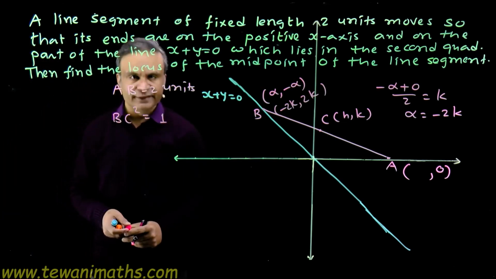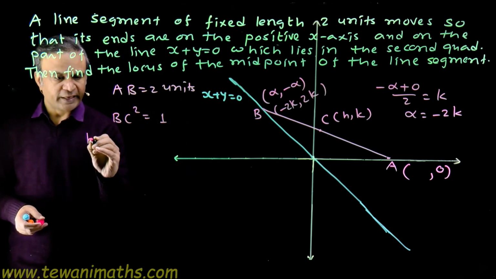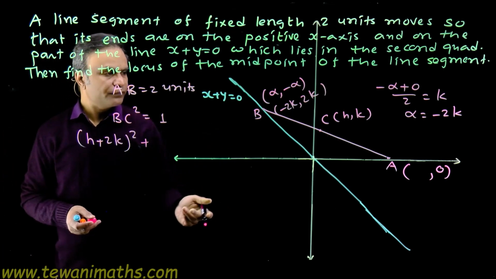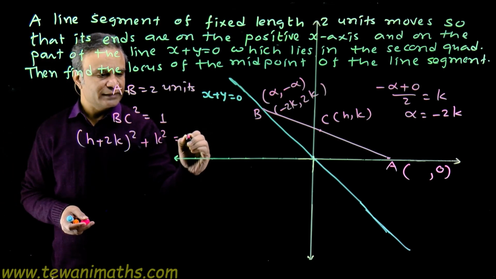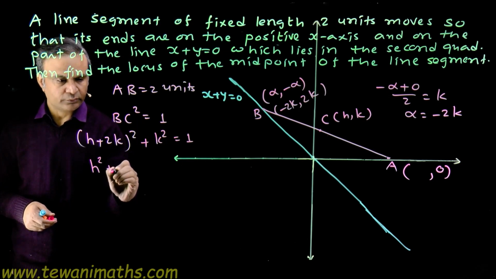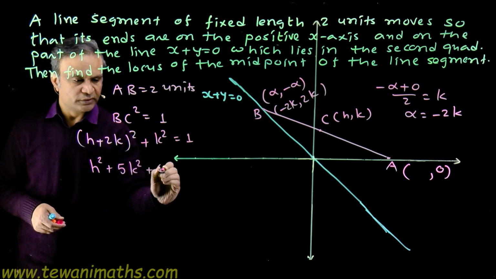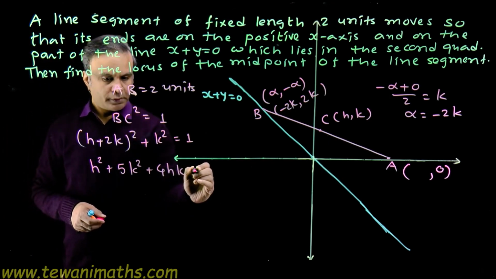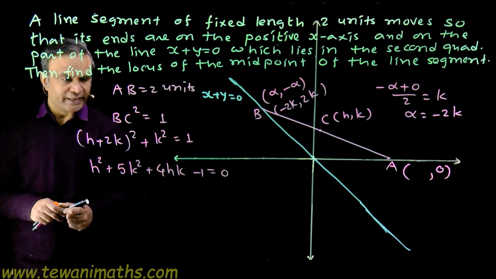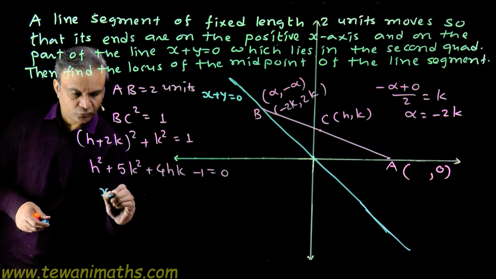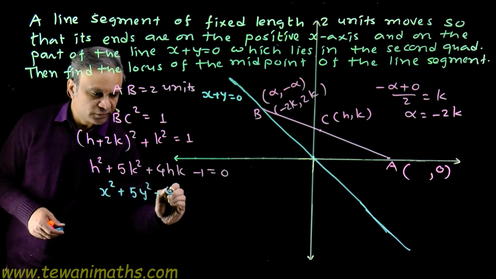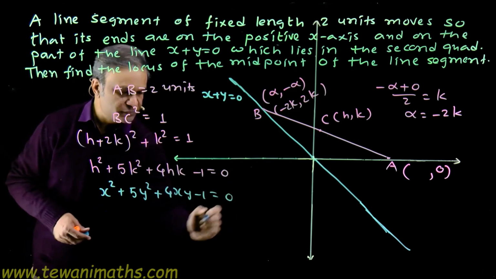Now we can use a distance formula. So we have h plus 2k whole square plus 2k minus k, k square. This is equal to 1. Okay. So we have here h square plus 5k square plus 4hk minus 1 is equal to 0. Now replace h and k by x and y. We get equation of locus as x square plus 5y square plus 4xy minus 1 is equal to 0.